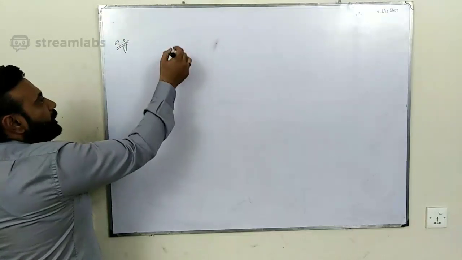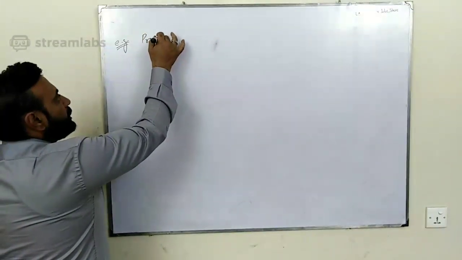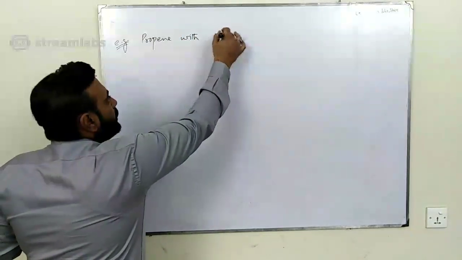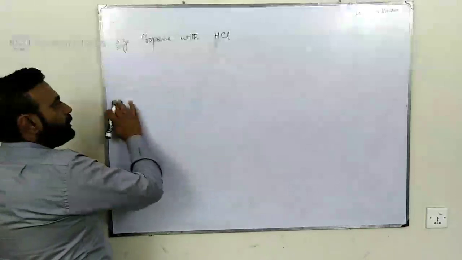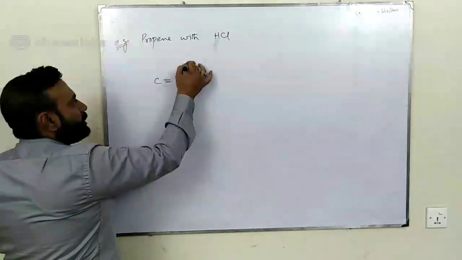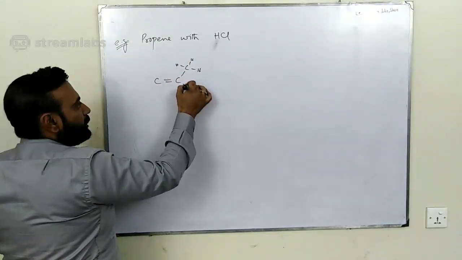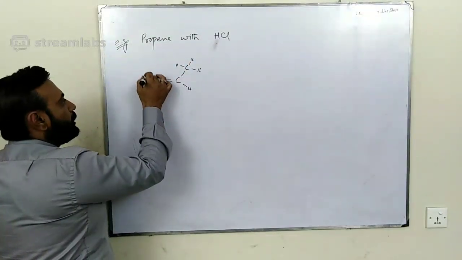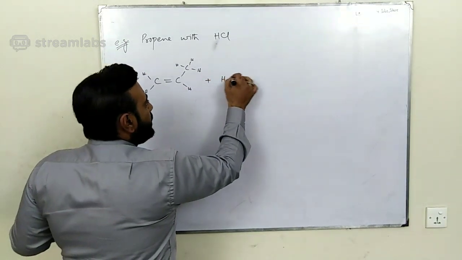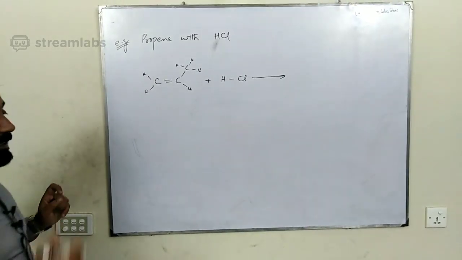For example, if we are reacting propene with HCl. Now propene is an asymmetrical alkene and HCl is an asymmetrical molecule which is going to be added to this alkene.